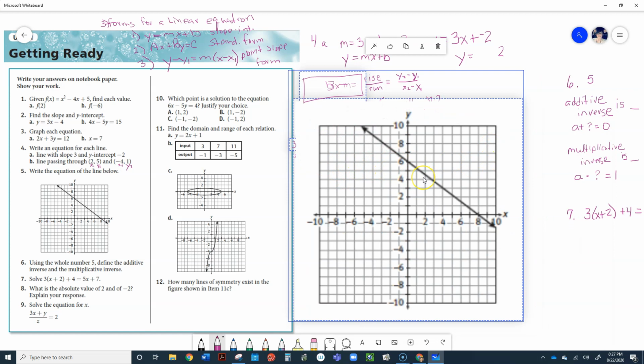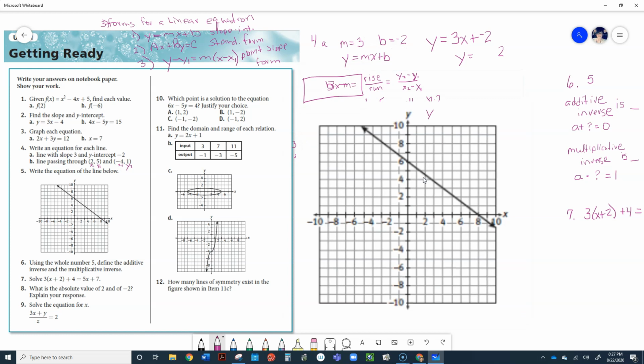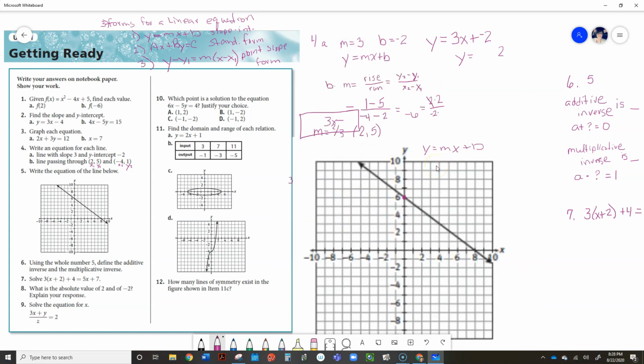It says write an equation for this line. So what do we need in order to write an equation for this line? We need y equals mx plus b. We need a slope and we need a y-intercept. My b is 6. I remember slope face. Slope face goes positive, negative, undefined, 0. So this line right here is going this way, so I know that my slope is negative.